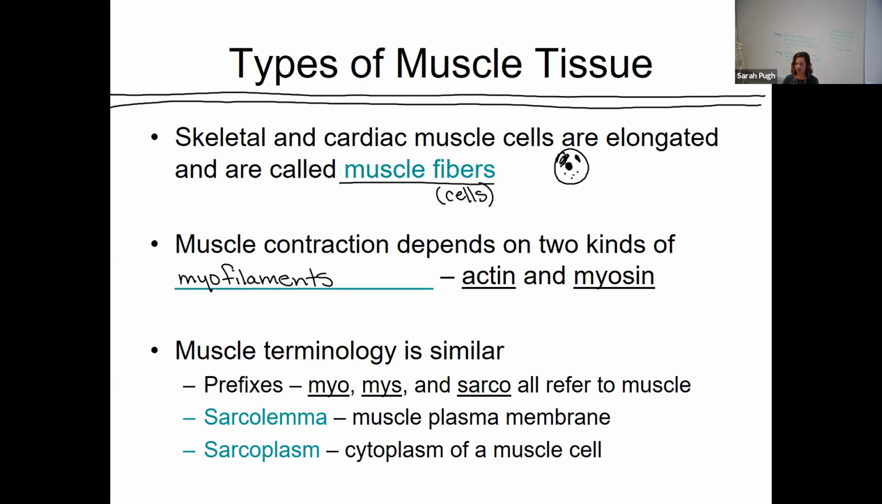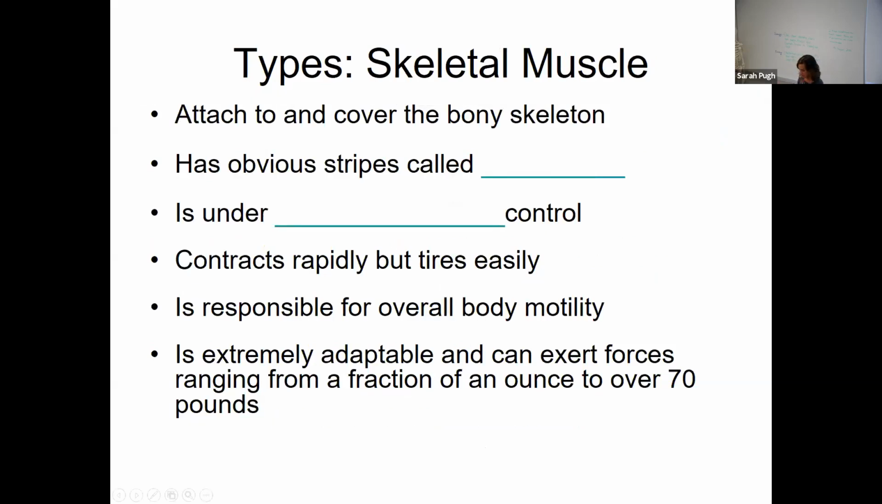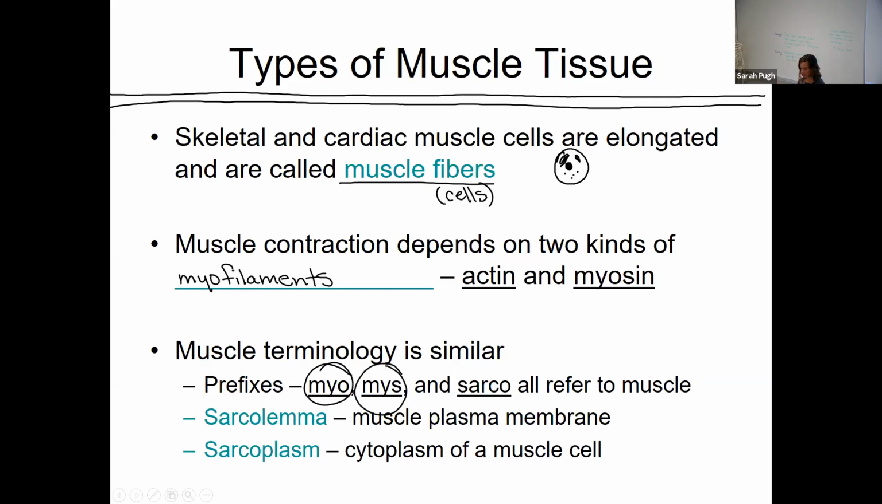We're going to spend a lot of time talking about actin and myosin in a little bit. The reason why I'm bringing these myofilaments up now is because I want you to get used to these prefixes. Muscle terminology is always very similar. You'll see prefixes like myo, mys, and sarco. And all of these refer to the muscle, okay?